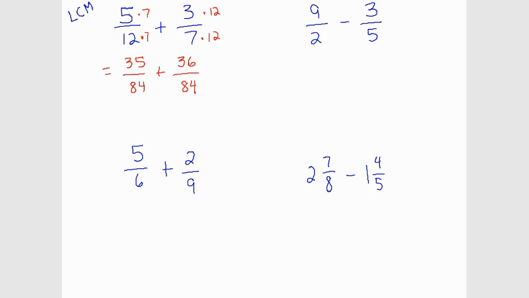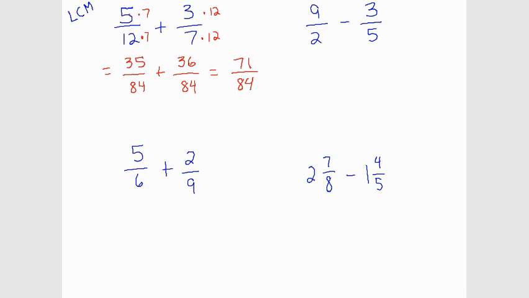And we always want those denominators to be the same when we're adding or subtracting. So our final answer will be whatever that denominator is, and then we just have to add the numerators together. So 35 plus 36 will give me 71.